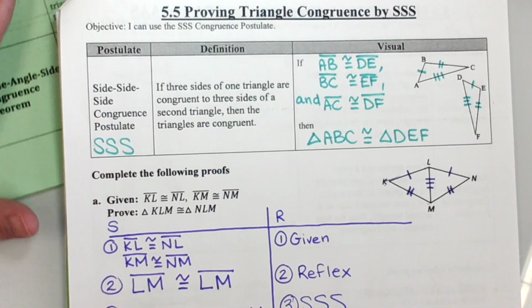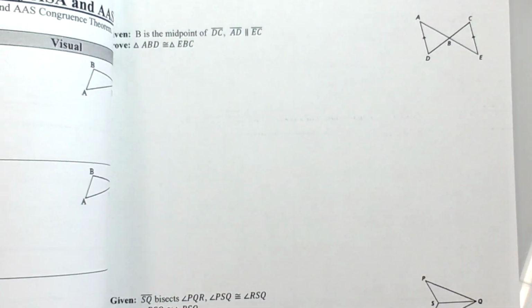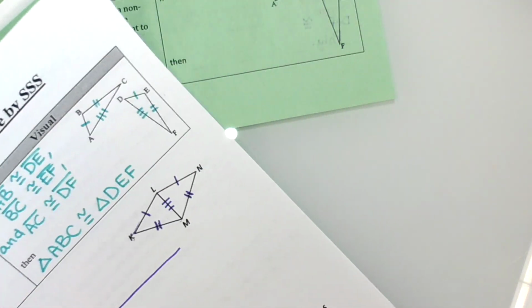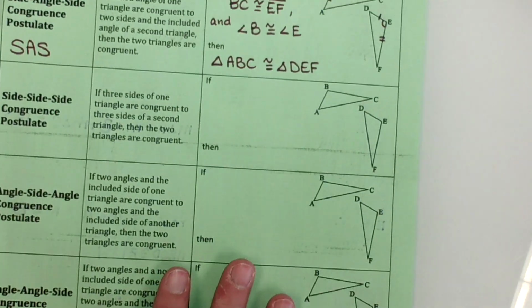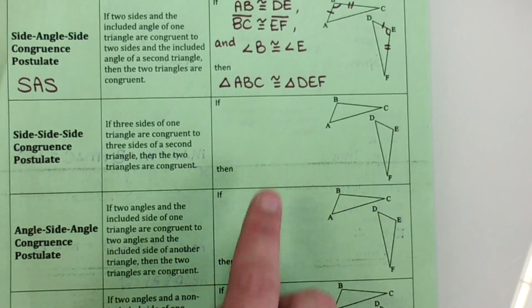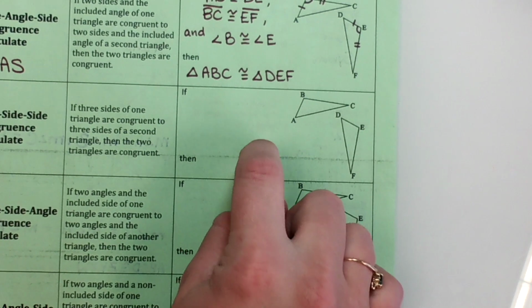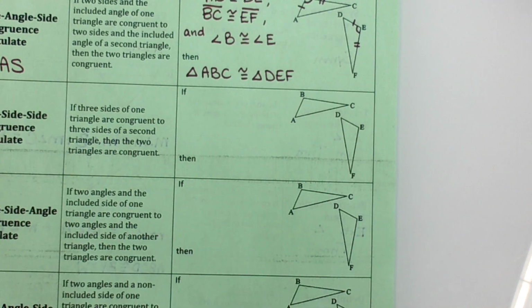Do you notice the next page switches over to section 5.6? That's it for notes today. Yeah, notes are short today. It wouldn't be a bad idea that you take the time to fill in side, side, side on your postulate sheet, based on what we did in our notes.